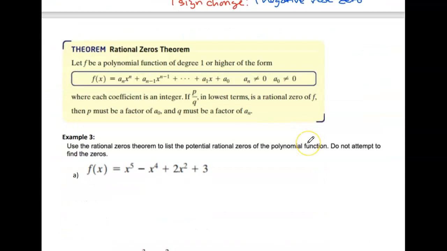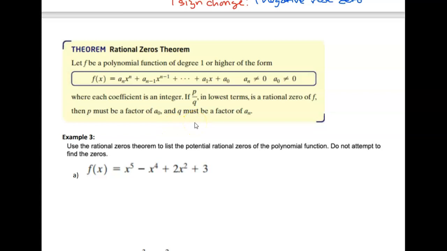Okay. So let's progress. All right, so this will get us closer to finding the zeros. So the rational zeros theorem says that if the function is a polynomial of degree 1 or higher, of this form, and this form is just what a polynomial looks like, right? Coefficients times variables to integer powers. If p over q in lowest terms is a rational zero of f, then p must be a factor of a0 and q must be a factor of an.